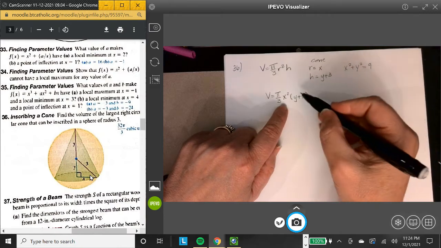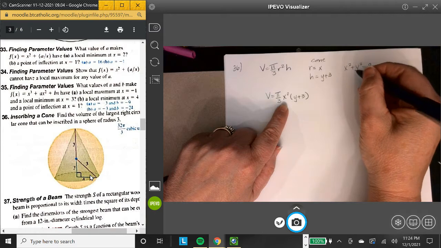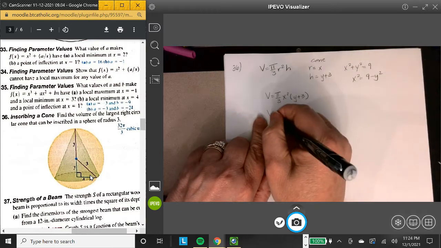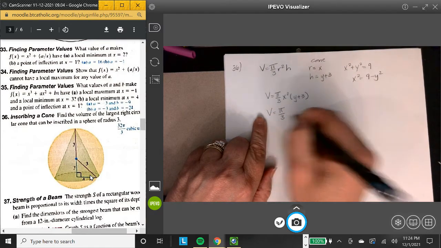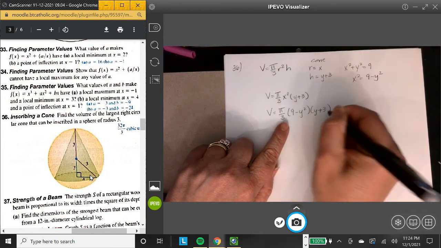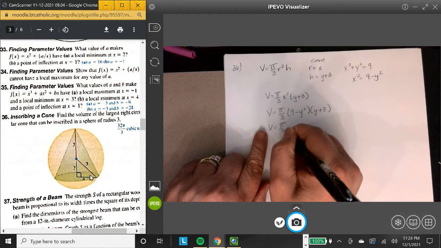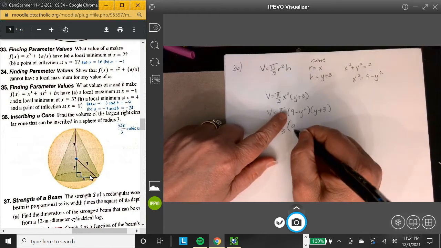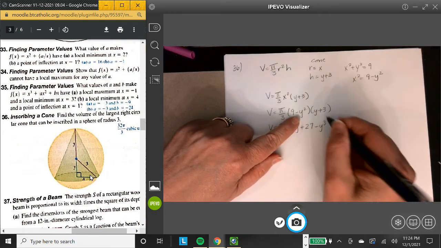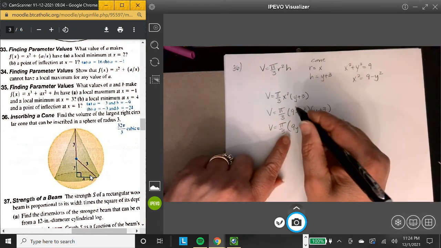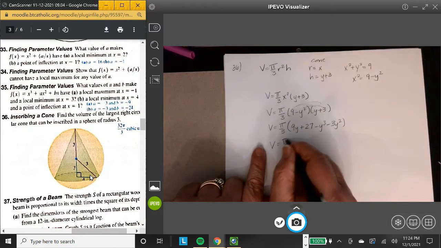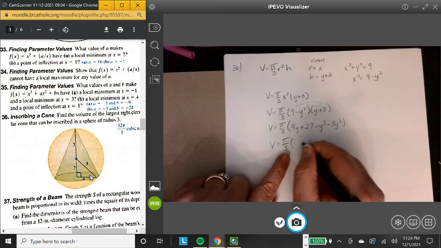Now I want you to notice in this equation what's similar. I have an x squared in this one and I have an x squared in this one. So we're going to solve this for x squared, which is equal to 9 minus y squared. I'm going to use this substitution in here. Volume equals pi over 3 times 9 minus y squared times y plus 3. I'm going to multiply it out. I'm not going to use the product rule. So here we go. 9y plus 27 minus y cubed minus 3y squared. All I did was just distribute the pieces here, right? That's all I did.